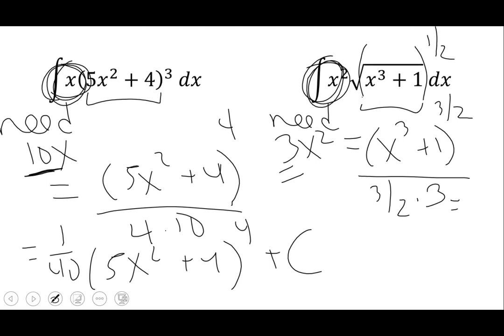On the denominator here, 3/2 times 3, that is 9/2 in the denominator, which means when you multiply by the reciprocal, you're going to get 2/9 (x cubed plus 1) to the 3/2 plus c.